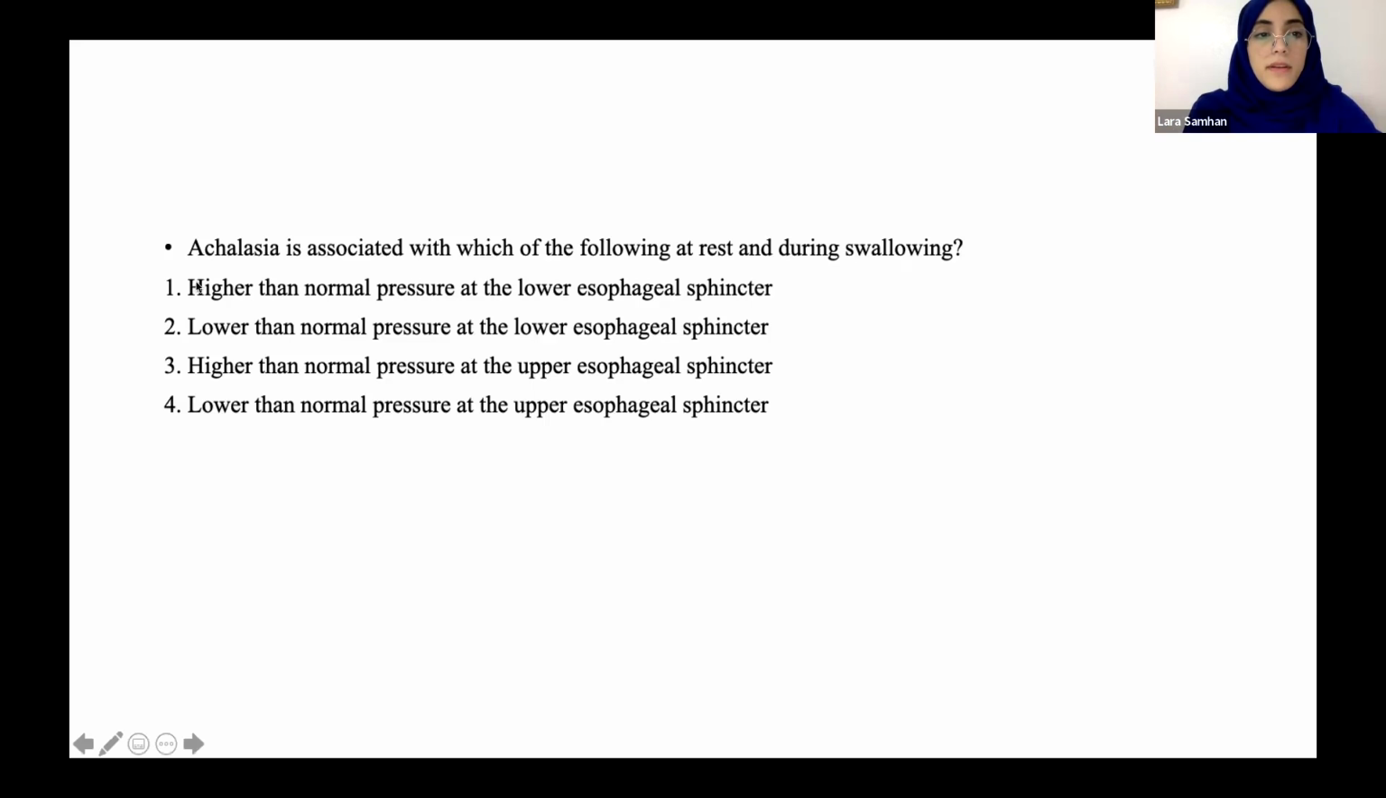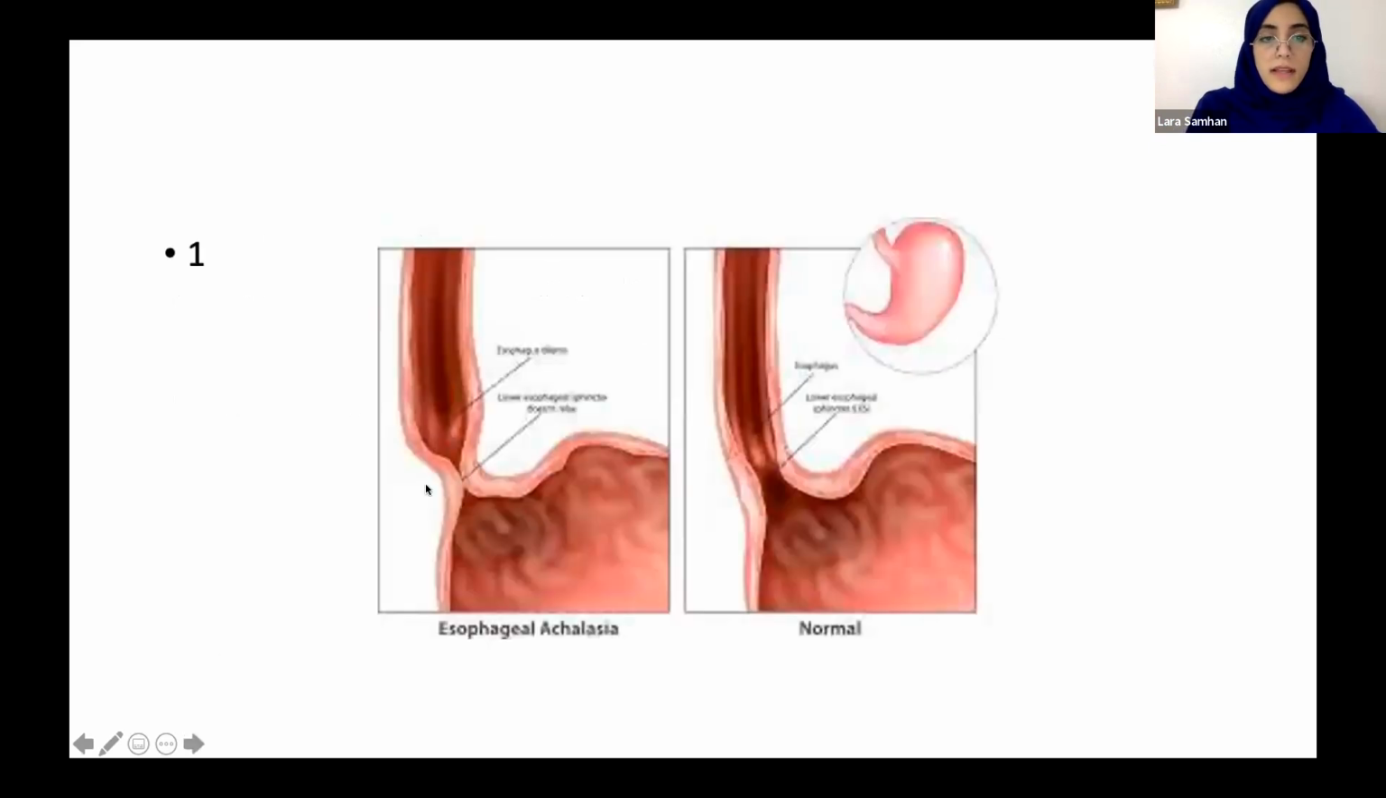And why did this happen? Because, as you guys kindly said, the correct answer is number one. We have higher than normal pressure at the lower esophageal sphincter, and I have here a diagram. To get oriented, this is the esophagus and this is the stomach in both pictures. Normally, the esophagus is patent, or open, and then we have the stomach. So the food comes all the way from the esophagus and goes to the stomach.